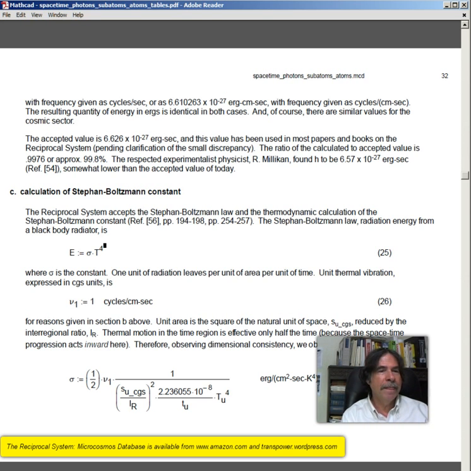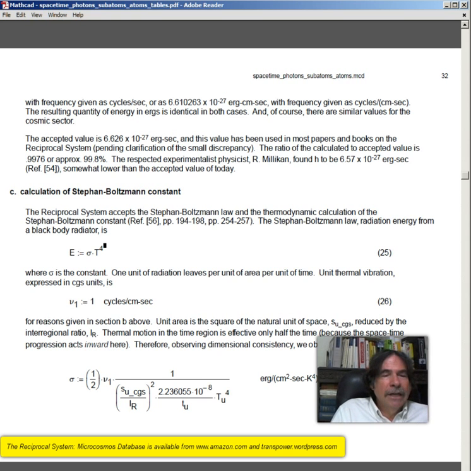the cosmic sector. Accepted value is 6.626 times 10 to the minus 27 erg seconds, and this value has been used in most papers and books on the reciprocal system, pending clarification of this small discrepancy. The ratio of the calculated to accepted value is 0.9976, or approximately 99.8%. The respected experimentalist physicist R. Millikan found h to be 6.57 times 10 to the minus 27 erg seconds, reference 54, somewhat lower than the accepted value today.